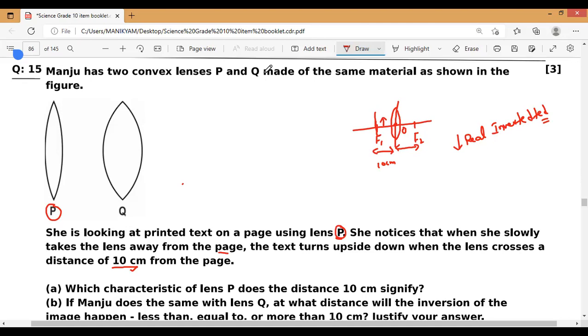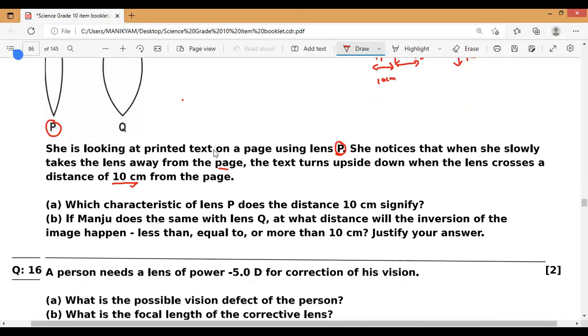Now, they are asking which characteristic of lens P does the distance 10 centimeters signify? Anybody can tell? Just now we said, what will it signify? Focus. Yes, everybody. It is signifying the principal focus. Principal focus. That is what you have to remember. So as it is, we can find the focal length or principal focus.